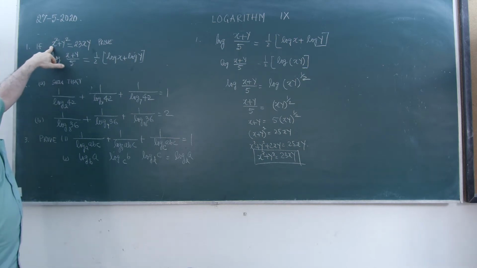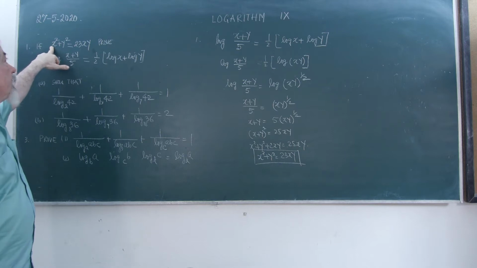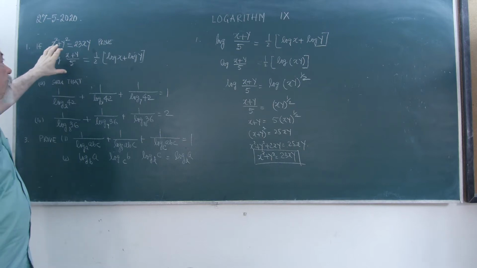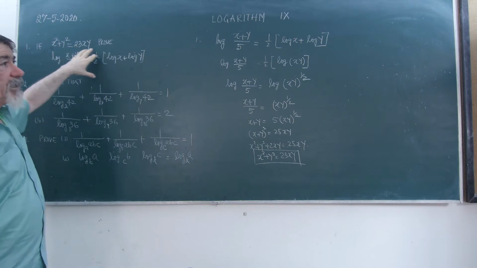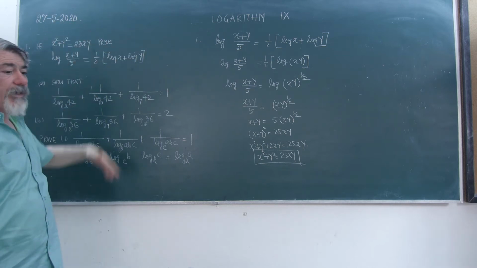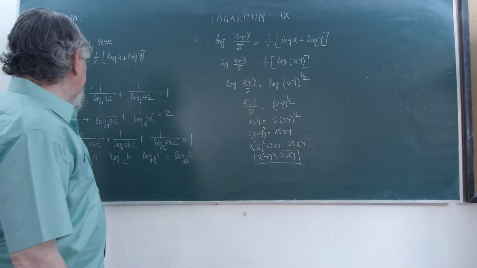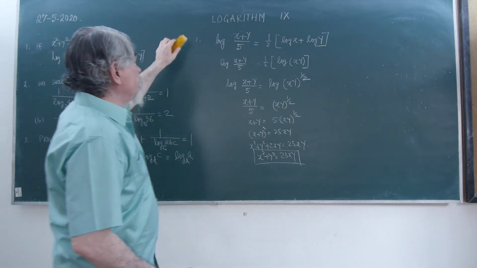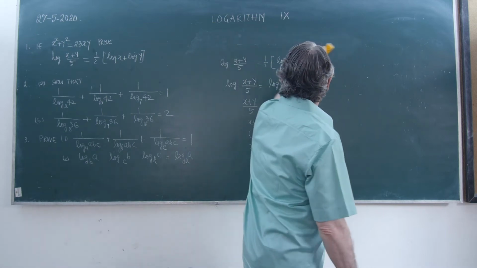If I take log of (a square plus b square), what am I going to do? How am I going to do? But this is a more complicated side. Start from this side, achieve that side, it is one and the same thing. Now let us see the second question, part A.